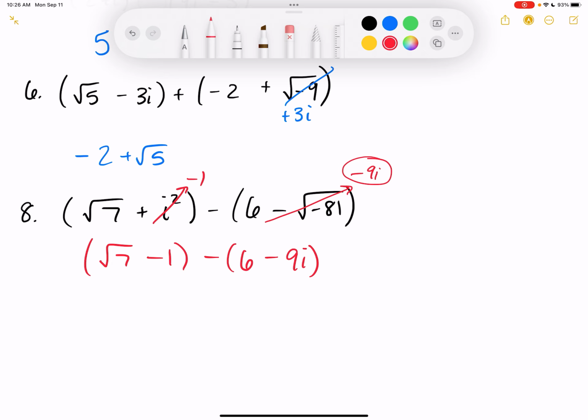So then to combine everything, I only have the one i term, so it's going to be square root of 7, and then negative 1 minus 6, so that's going to be negative 7. Now, don't forget this negative sign here also has to go on this 9i. So negative times negative is going to be positive, so plus 9i. And your book is going to do this to show standard form, so it's still a plus bi. If you didn't put the parentheses, I would not mark it wrong.